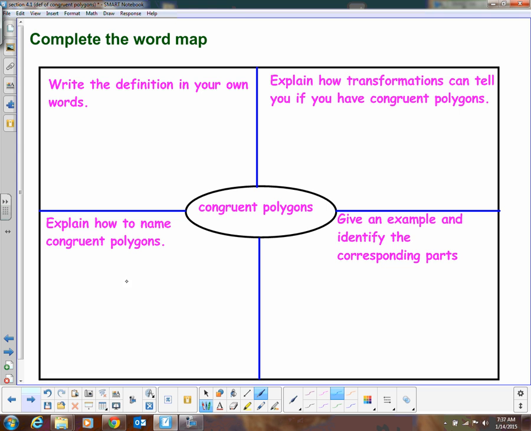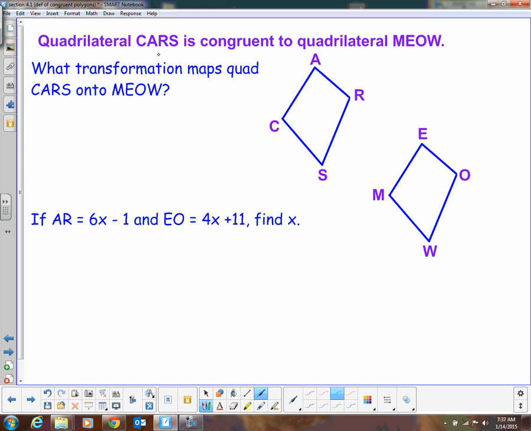All right, so here's a word map, congruent polygons. All right, quadrilateral CARS is congruent to quadrilateral MEOW. CARS, MEOW, okay? So if I had not drawn these pictures, you should have been able to tell me what angles correspond to what angles, etc. But anyway, what transformation maps CARS to MEOW? Translation, it's a slide.